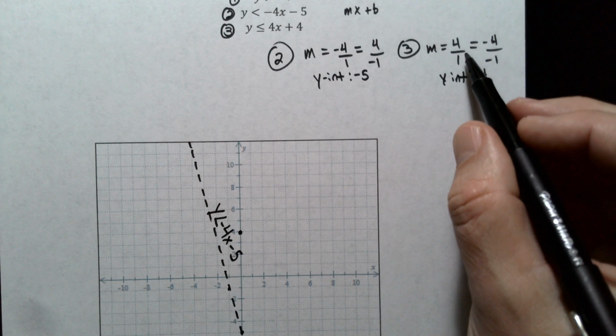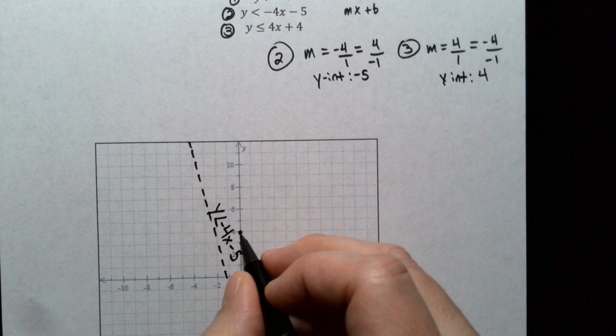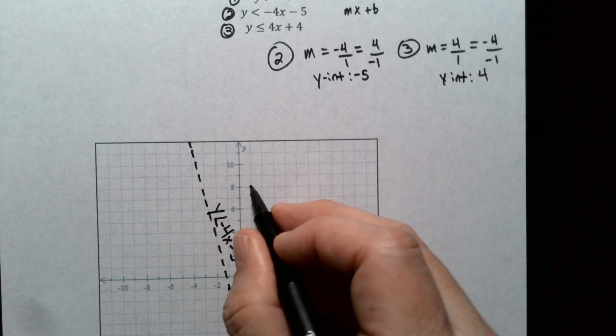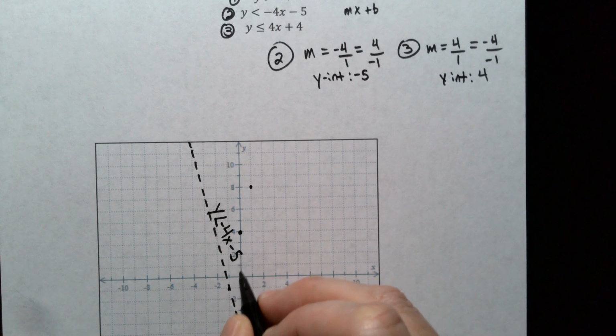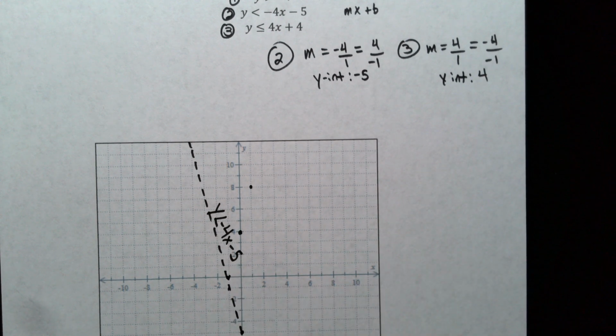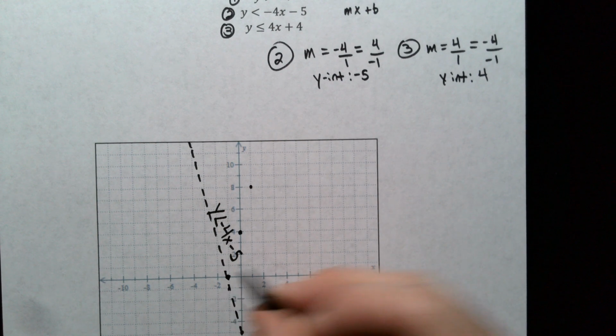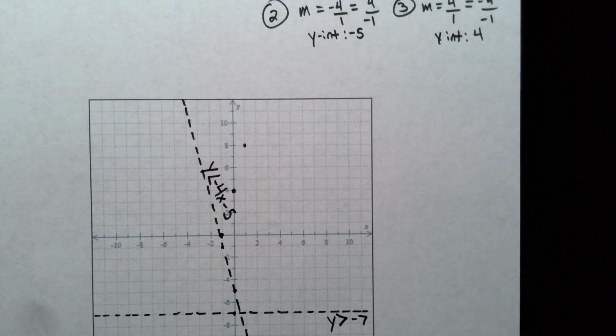Okay, and then I use my slope to either go up 4, right 1, 1, 2, 3, 4, right 1, or I could use this slope to go down 4, left 1, 1, 2, 3, 4, left 1. And I'm going to create a solid line that goes through those 3 points.